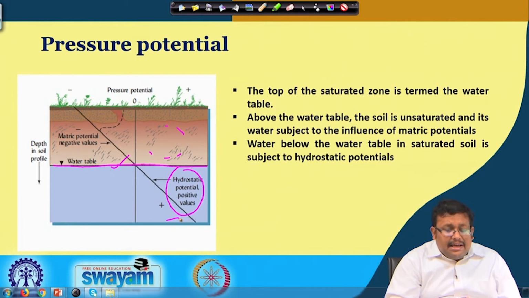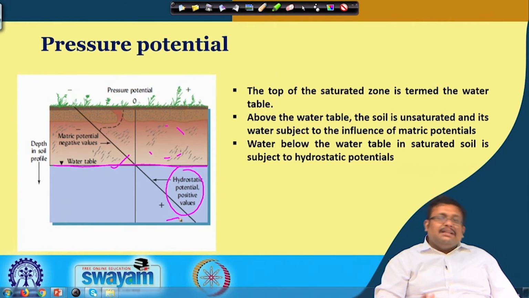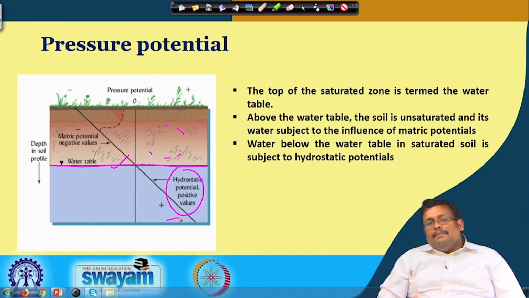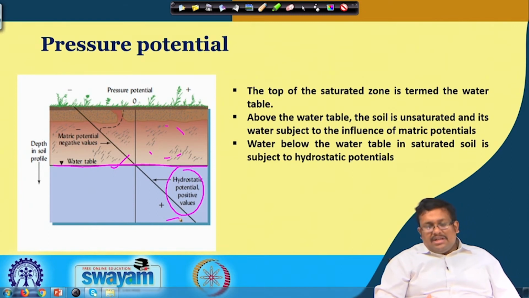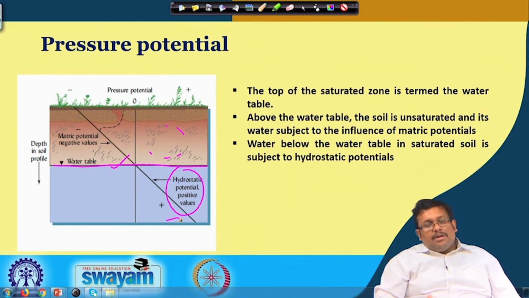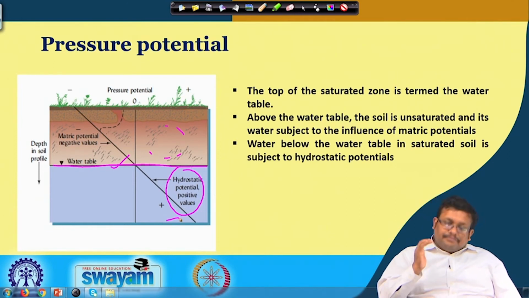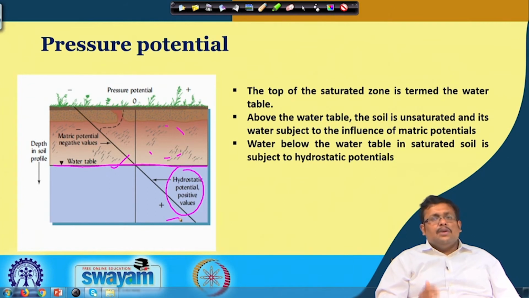So, basically what I am trying to convey is that the pressure potential combines two different potentials, one is hydrostatic potential, another is matric potential. Hydrostatic potential can always be found at a level below the water table, and it is always positive. However, the matric potential is always negative.